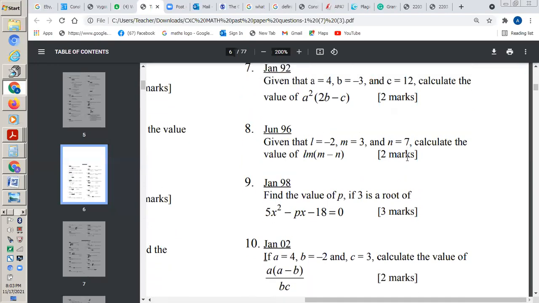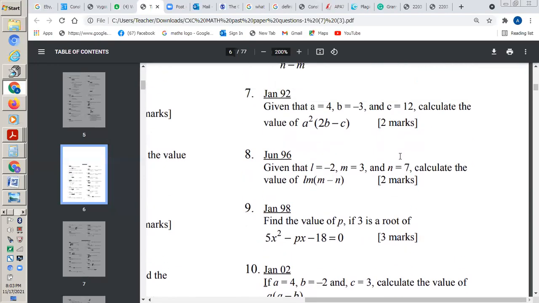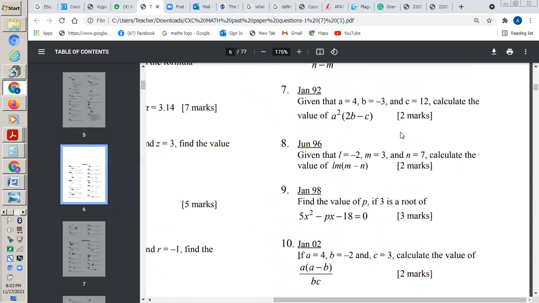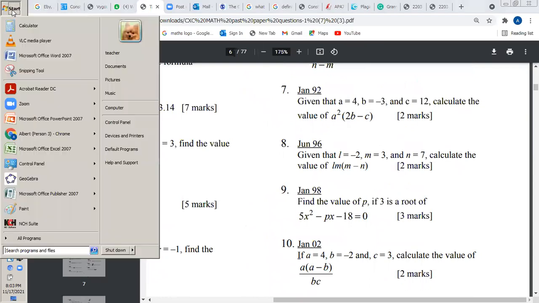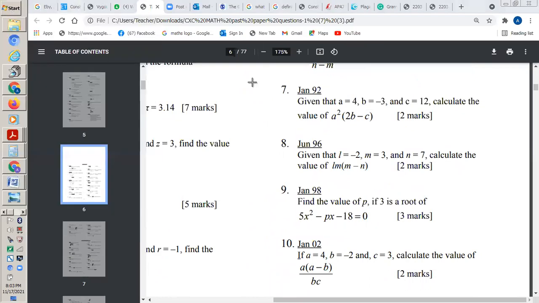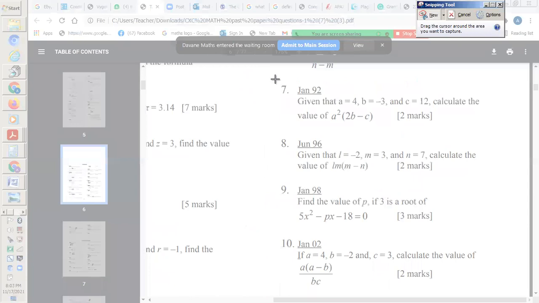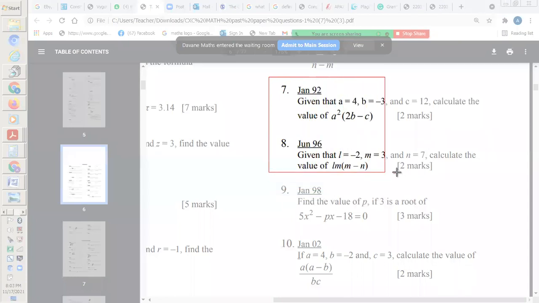I think I'm going to spend probably 15 more minutes on this. What I want you to do is, I know some of you may have tried these questions, but I want you guys to try 7 and 8.